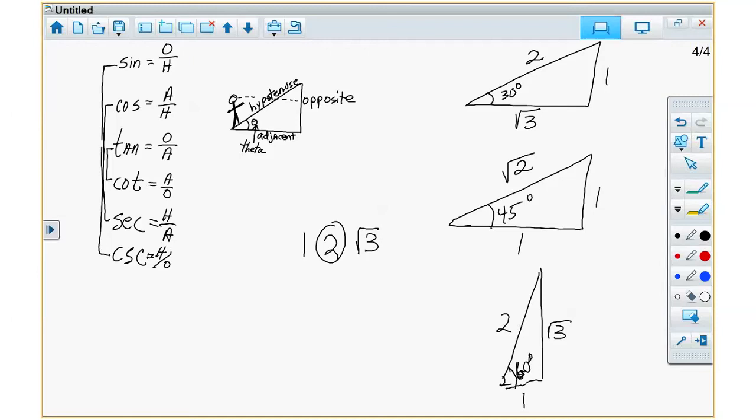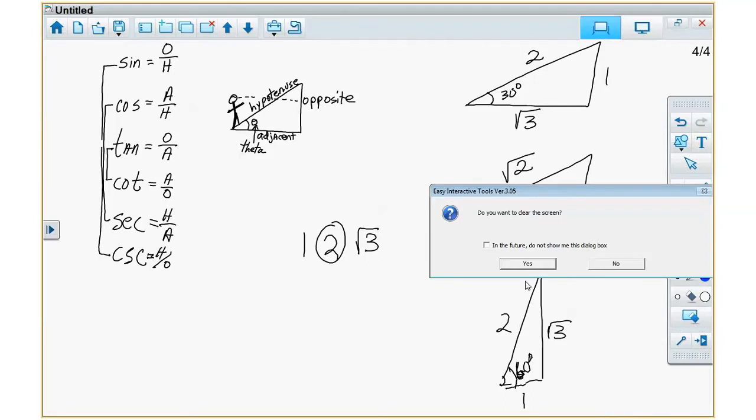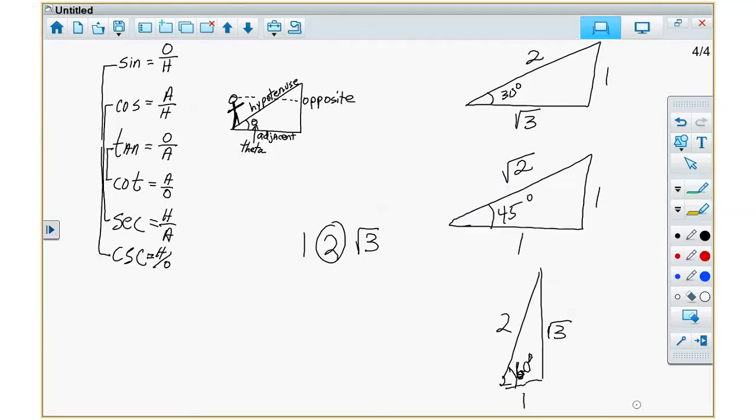Period. Okay. So I want you to fill out the sine, cosine, tangent, cotangent, secant, and cosecant using those 3. You don't have to, but I want you to do it, but I don't want you to use it as a cheat sheet.